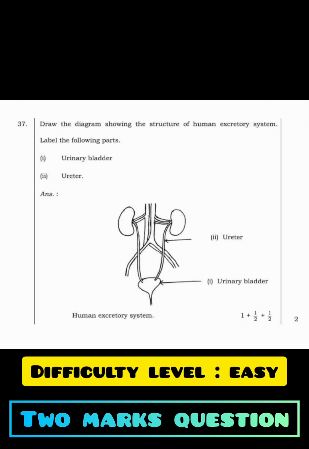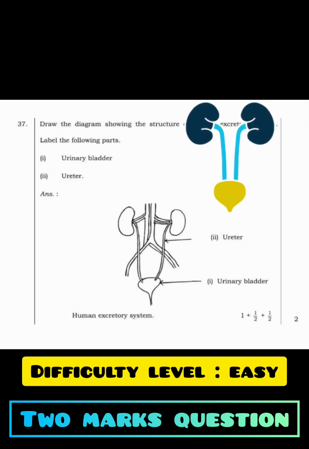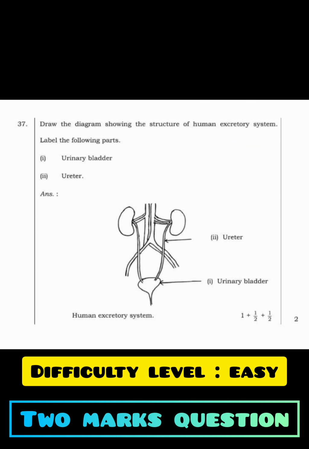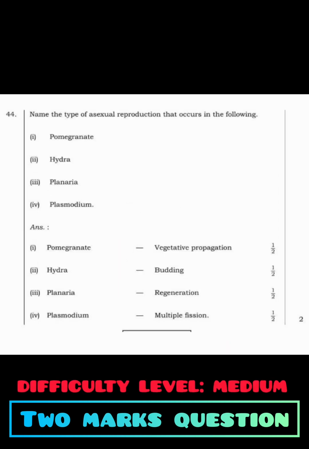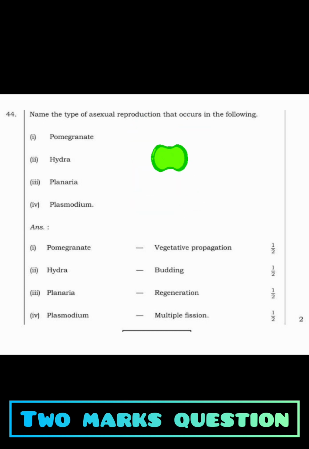Next question, diagram. Draw the diagram showing the structure of the human excretory system. Label the following parts, that is urinary bladder and ureter. First you have to draw a neat diagram of the human excretory system, and afterwards you have to mention here, this part is ureter and this is urinary bladder. Next, name the type of asexual reproduction that occurs in the following: pomegranate, hydra, planaria, plasmodium. In pomegranate, vegetative propagation happens, and in hydra, budding takes place. In planaria, regeneration takes place, and in plasmodium, multiple fission will occur. So these are some of the types of asexual reproduction.